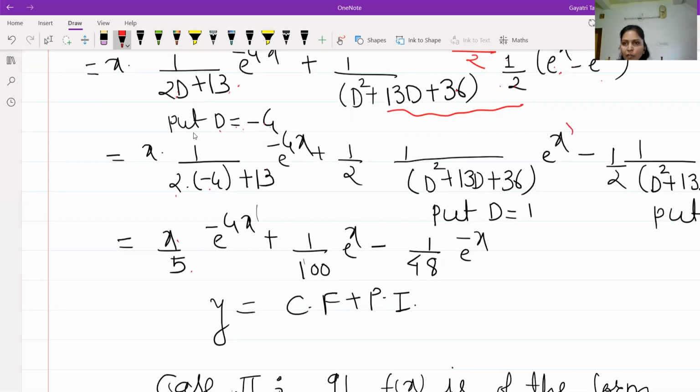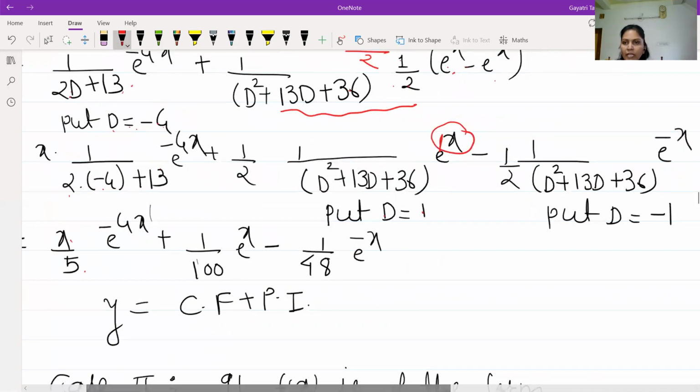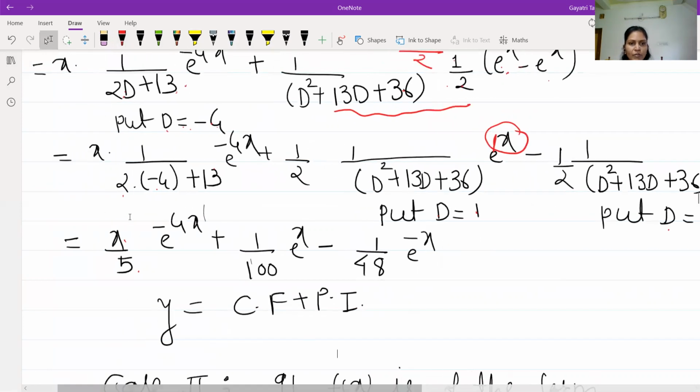Now here, what is the value of the a? The value of the a is 1. So put D equals to 1. And in the second term, here in this case, what is the value of the D? The value of the D is -1. So put the -1. You notice that the D in all the terms gets removed. So this will be your final PI. So what you have to say?